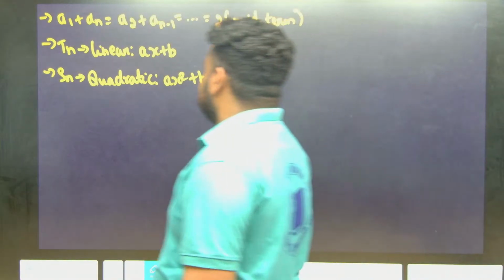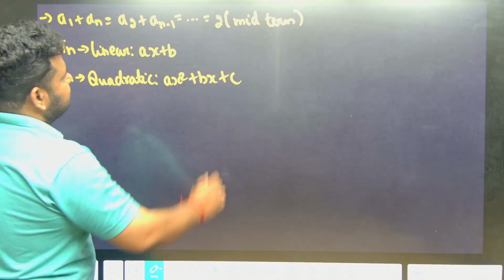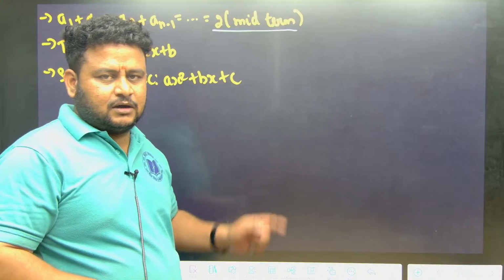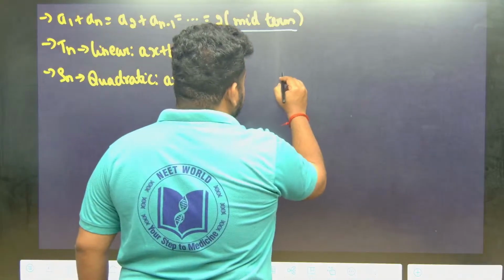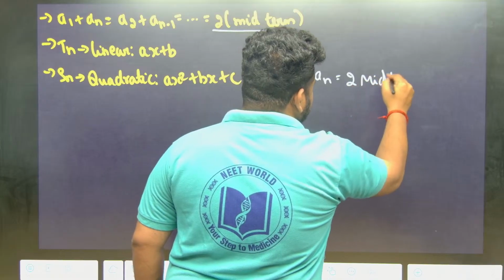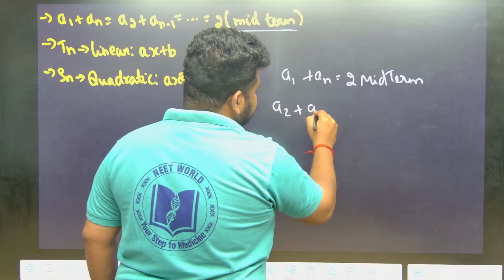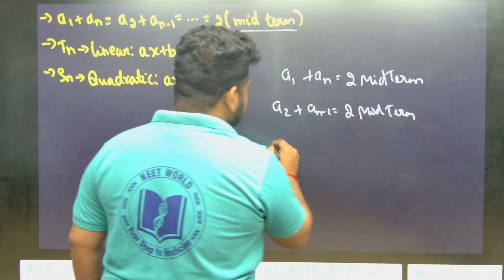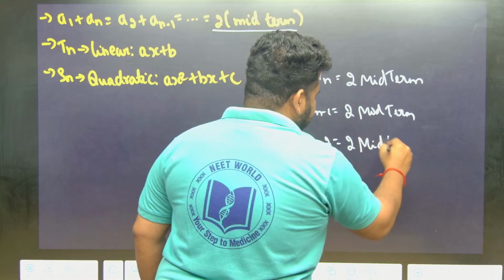Now, see here, A1 plus An is equal to A2 plus An minus 1, which will be equal to 2 times the middle term. That is, the first term plus the last term, or the second term plus the second last term, will always be equal to 2 times the middle term. A1 plus An will always be equal to 2 times the middle term. Please make a note of it. Or A2 plus the second last term, that is An minus 1, will also be equal to 2 times the middle term. Or I can write A3 plus An minus 2, that is nothing but equal to 2 times the middle term.